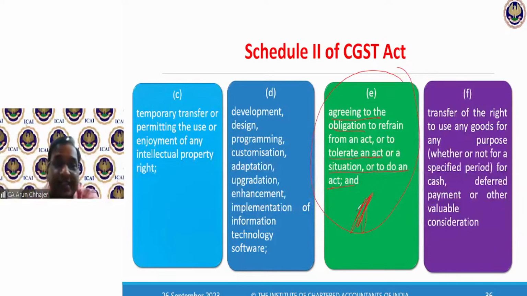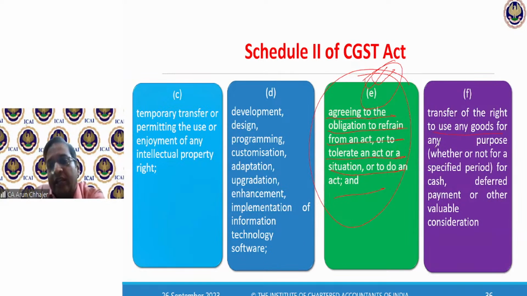Mostly the answer was yes prior to Circular 178. Circular 178 says it is not something like agreeing to the obligation to refrain from an act, or to tolerate an act. So therefore no GST. This is the reason why Circular 178 is important, because they have clarified each and every term by taking 10-11 examples, 10-11 situations. So I will discuss all these situations in the next class. Okay.